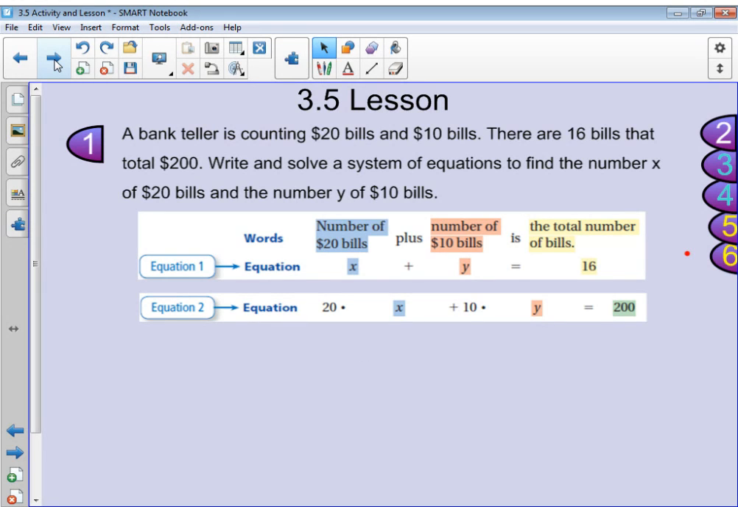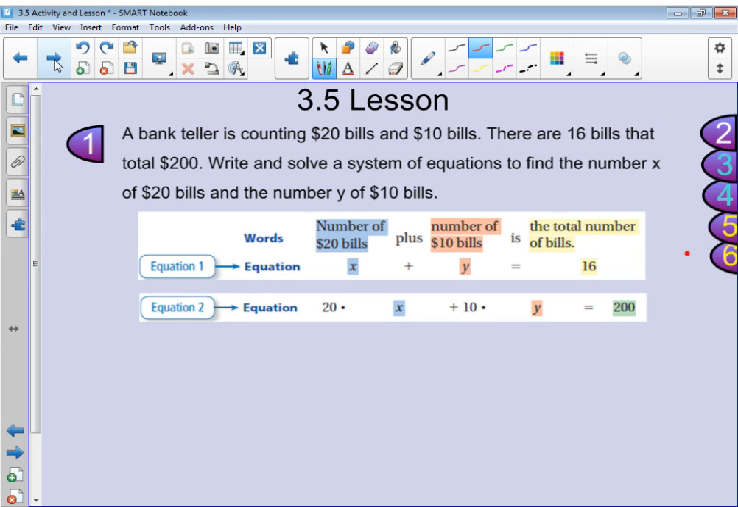Today, we're going to continue to work on systems of equations and some story problems. So we worked on systems of equations back in chapter 2, the end of chapter 2. Today we're going to be working story problems and having to pull that information and then solve the system of equations. So it says a bank teller is counting $20 bills and $10 bills. There are 16 bills that total $200. Write and solve a system of equations to find the number X of $20 bills and the number Y of $10 bills.